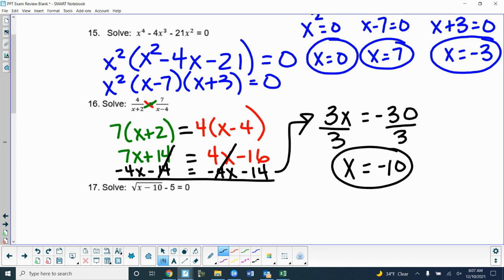Now, on these, we should always check, since there's an x in the bottom, make sure I don't get 0 when I substitute negative 10. Do I get a 0 in either denominator? No, so it's a good answer. If I would have gotten a negative 2 or a positive 4, then that's not a good answer. Whatever you get, plug it back into the denominator, just to make sure you don't have one that you'll have to say no solution on.